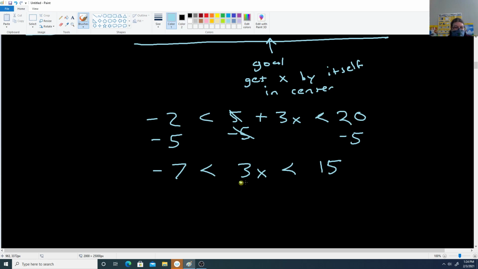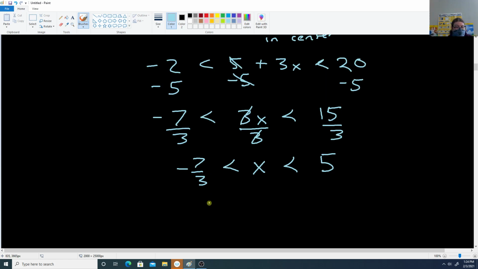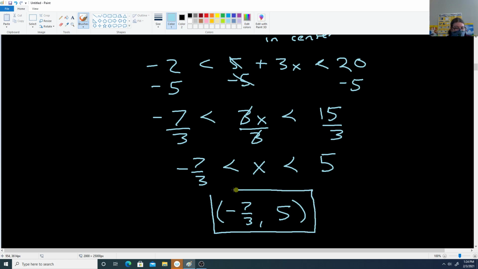So next up, if I really want to get x by itself, I divide by 3. So I have to make sure I divide by 3 in all 3 places. So now x is by itself because the 3's cancel. So we get x is bigger than negative 7/3, but it's less than 15 divided by 3 is 5. So we'll get basically an interval notation. This is negative 7/3 up to 5. It's not okay to equal negative 7/3. It's not okay to equal 5, so we leave them both with open brackets.